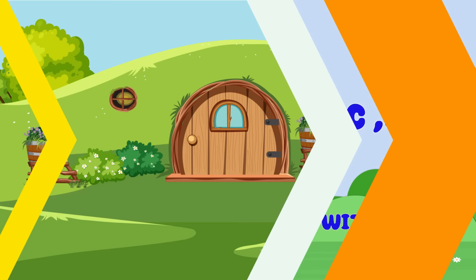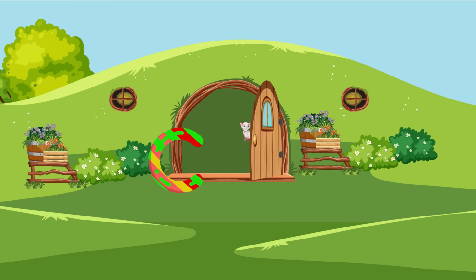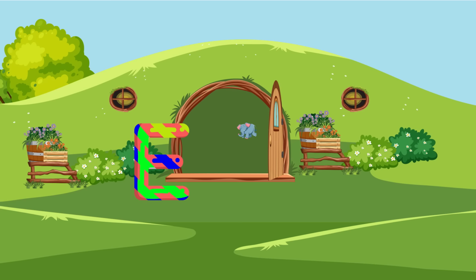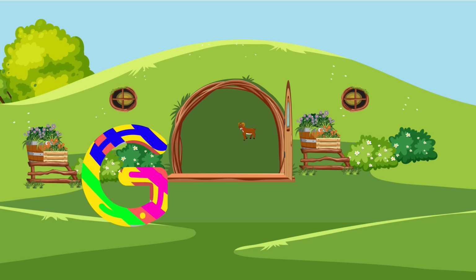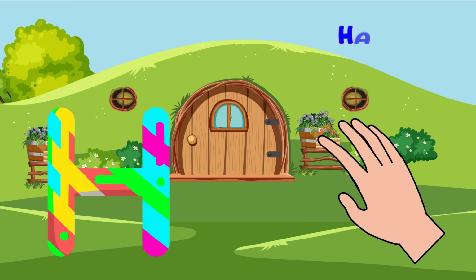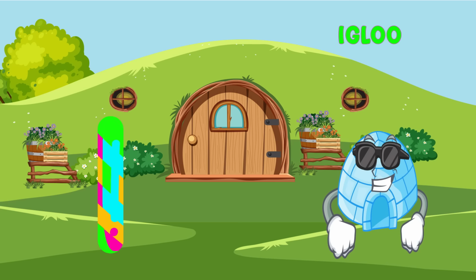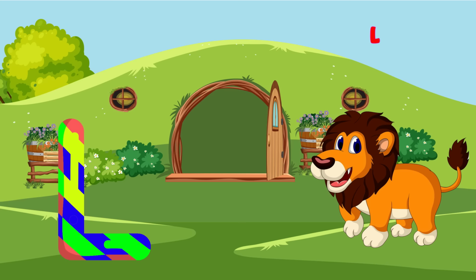A is for apple, apple. B is for ball, ball. C is for cat, cat. D is for doll, doll. E is for elephant, elephant. F is for frog, frog. G is for goat, goat. H is for hand, hand. I is for igloo, igloo. J is for jump, jump. K is for kangaroo, kangaroo. L is for lion, lion.